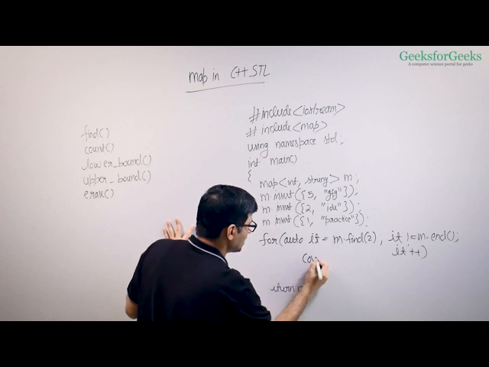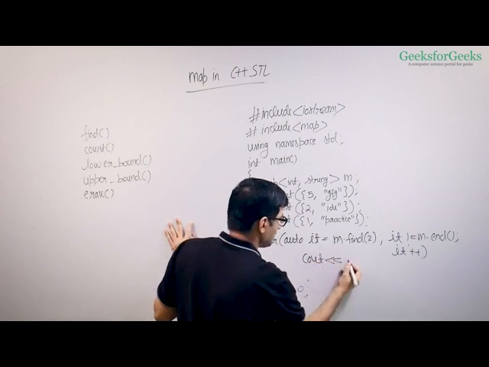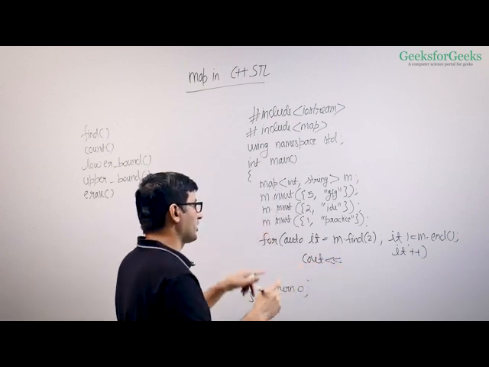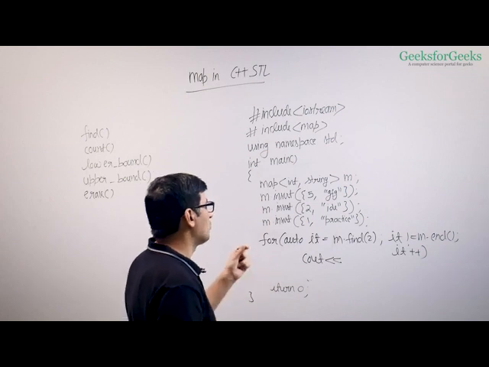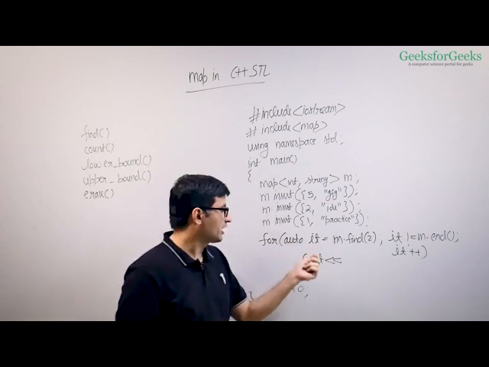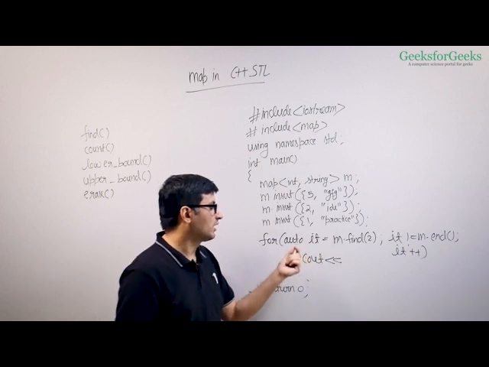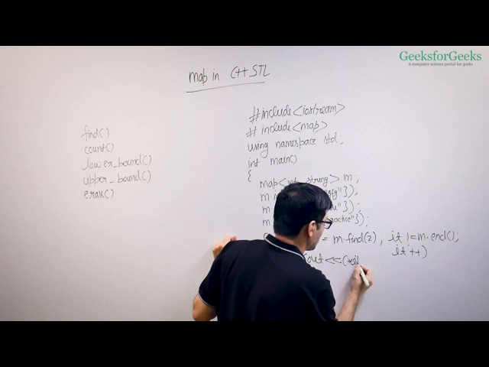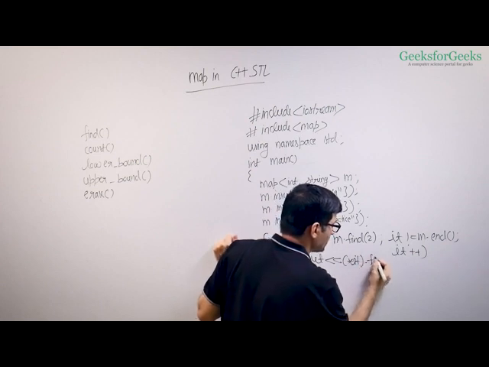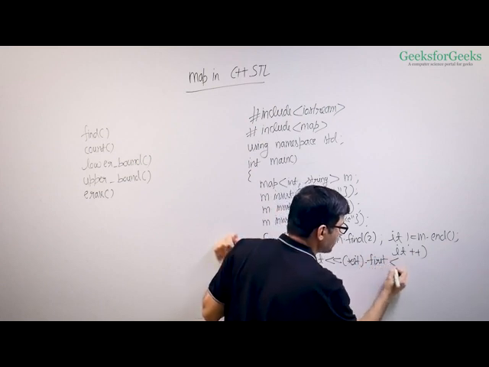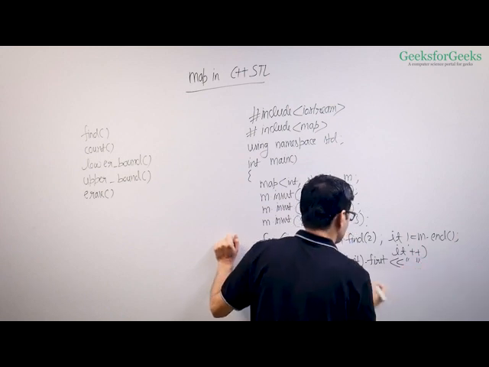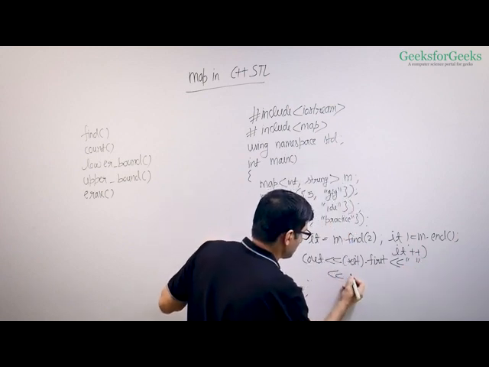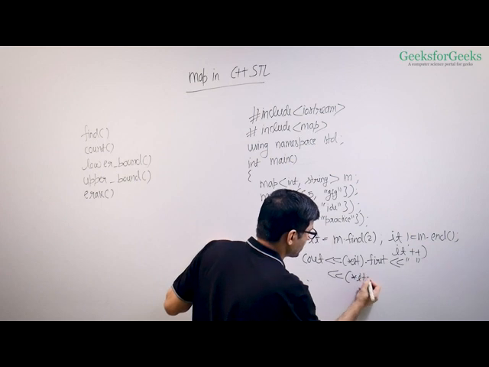And then I print cout. So please remember, when we iterate through an element in map, we get a pair, right? This iterator points to a pair. And we print the first element of the pair using (*it).first. This iterator is actually having address, so we need to dereference it. And then we print (*it).second.